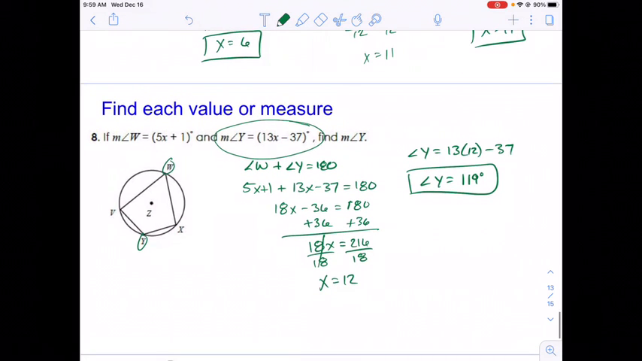All right, so this concludes our lesson on inscribed quadrilaterals. Next, you'll have a puzzle. I want you to work that puzzle and the big circle puzzle and see how you do.